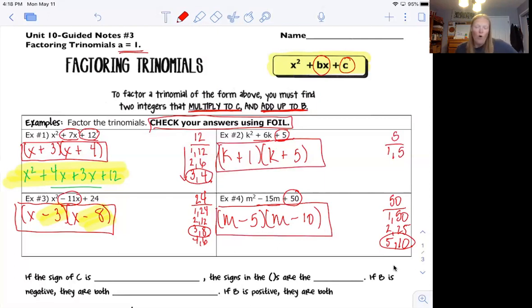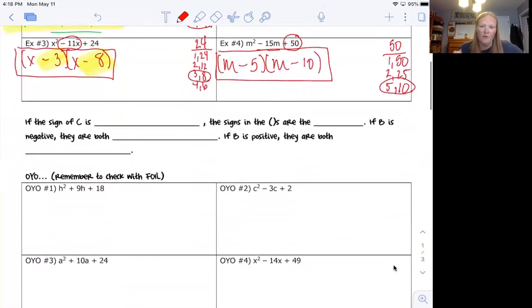All right, so we just factored trinomials where the sign of C was positive. These are the easier ones to do. So let's fill in this little chart here because it's kind of your go-to if you get stuck later. If the sign of C is positive, meaning your last term is positive, that means that the signs in the parentheses are the same. If B is negative, they're both negative. If B is positive, they're both positive.